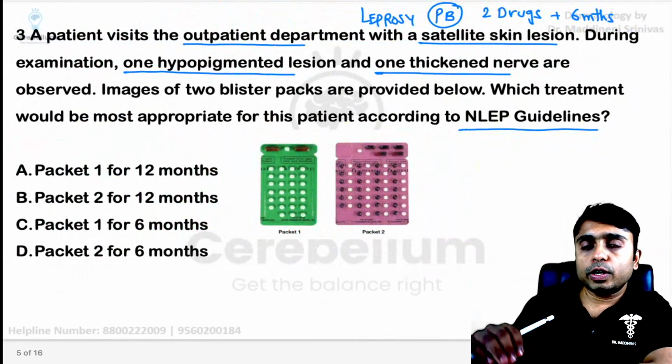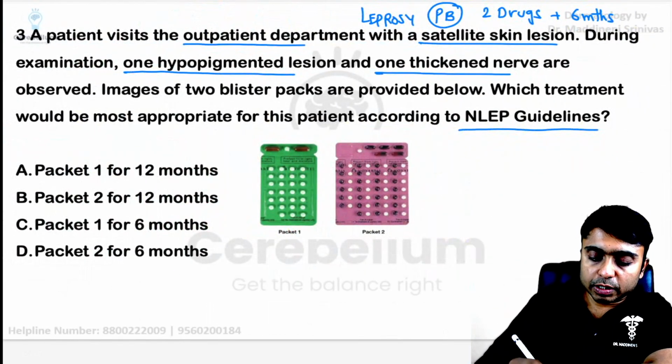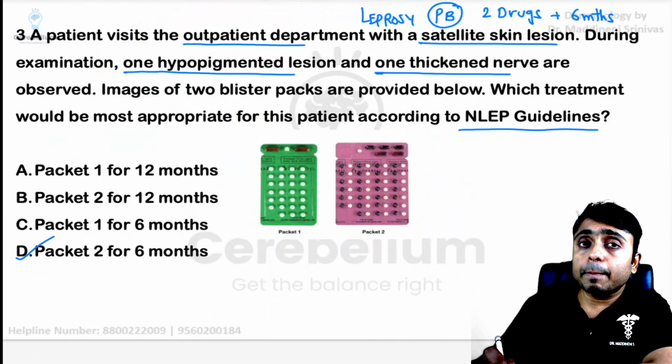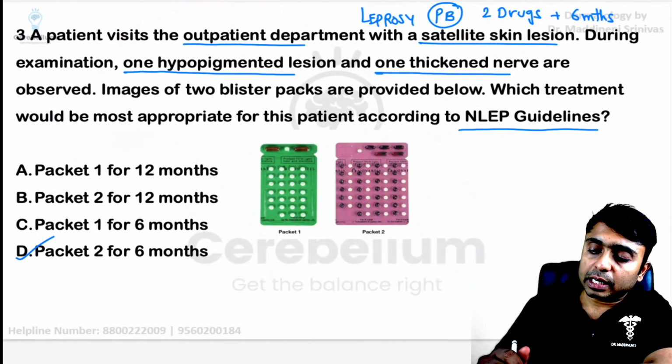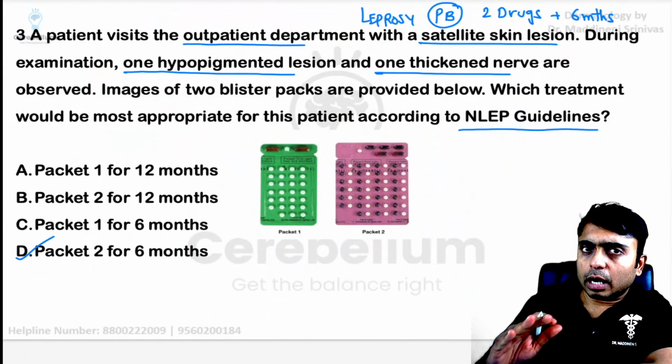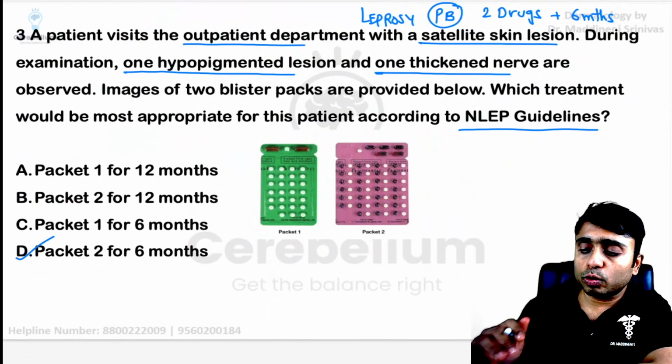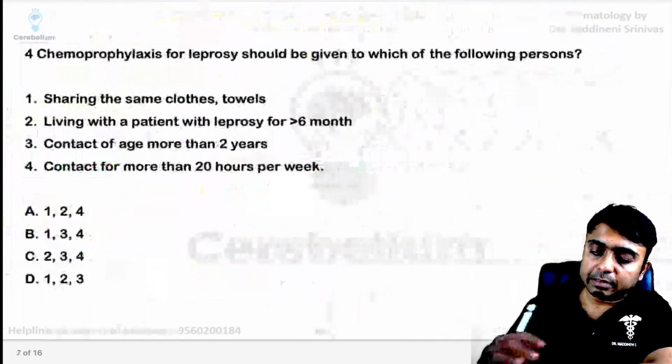So now according to this, what is going to be the answer for this question? It is packet 2 for a period of 6 months. Why? Because it is a paucibacillary type. So you are free to agree and accept any one school of thought. Don't waste your time. Do not waste your time. That is my sincere request.